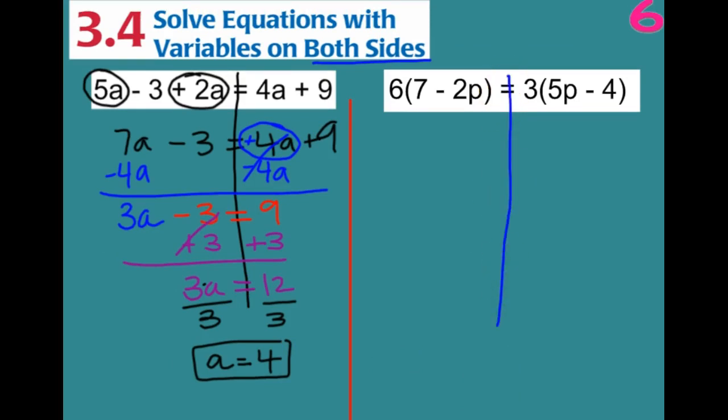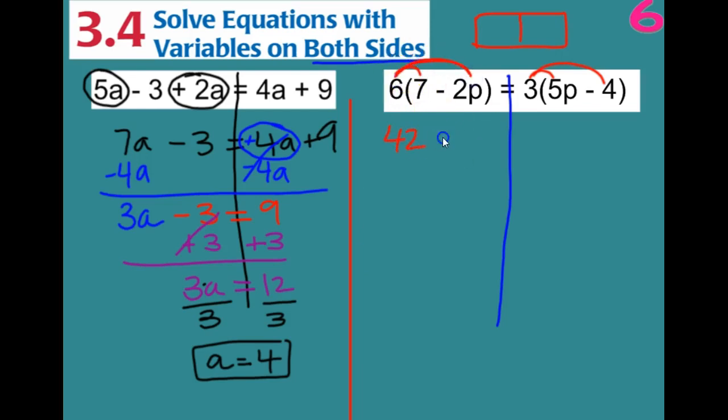Our second problem here, we have parentheses. That means we need to distribute. So I'm going to distribute this and distribute this first. If you would like to draw a box to multiply, go ahead and do that as well. So 6 times 7 is 42.